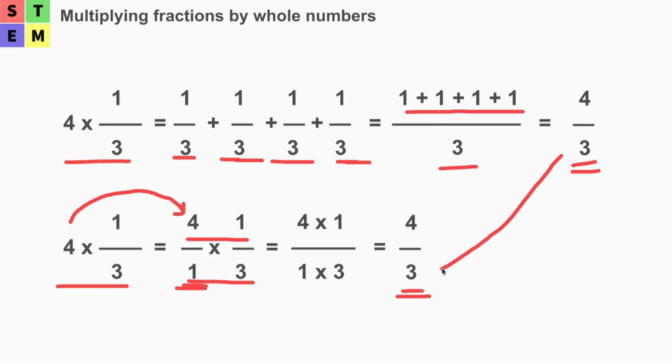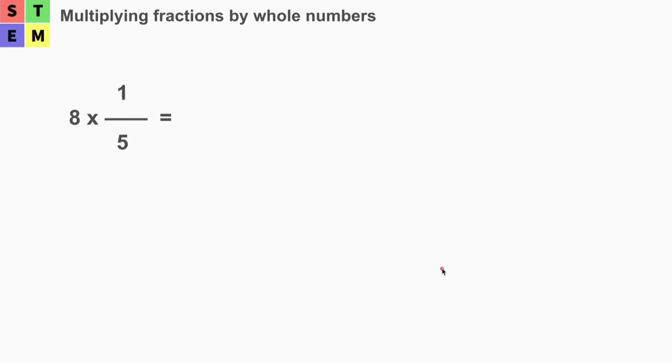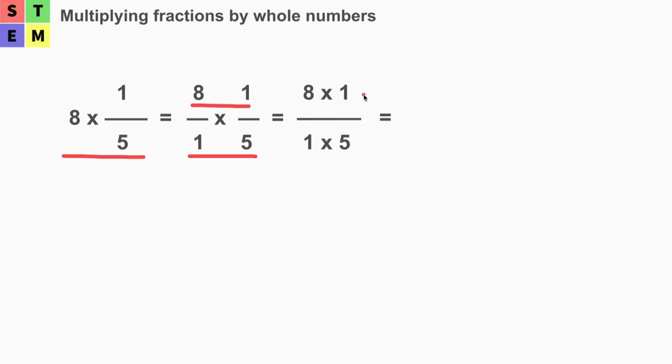So let's take a look at more examples. This time we have 8 times 1 over 5. So how can we do that? Again, 8 equals 8 over 1, right? So 8 over 1 times 1 over 5. We're going to calculate 8 times 1 and 1 times 5 here. So again, 8 times 1 equals 8, and 1 times 5 equals 5. Then we have 8 over 5.